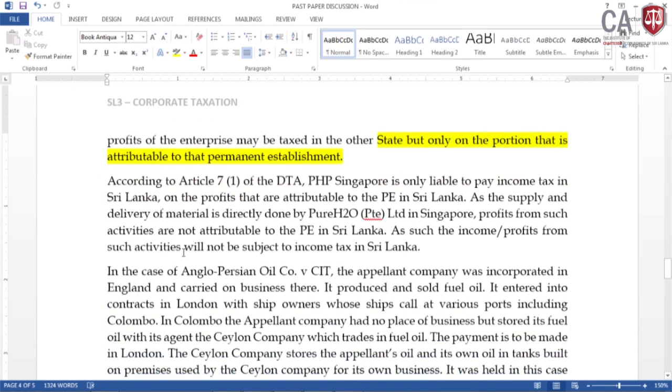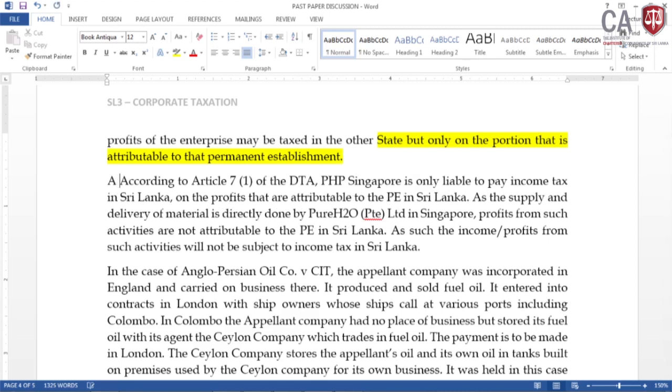According to Article 7, subsection 1 of the DTA, PHP Singapore is only liable to pay income tax in Sri Lanka on the profits that are attributable to the PE in Sri Lanka. This is A for what? Application part.